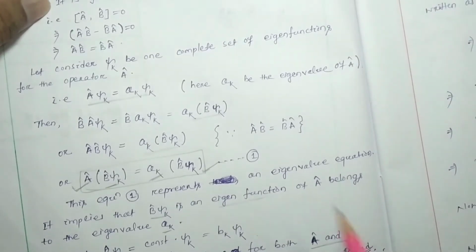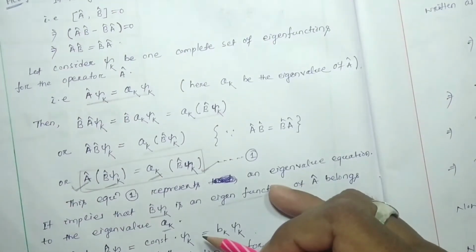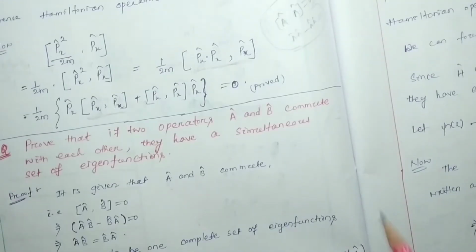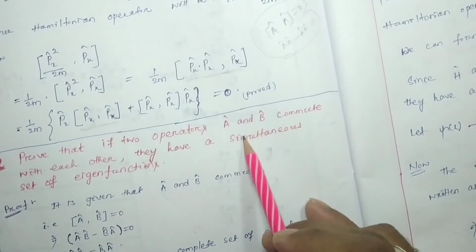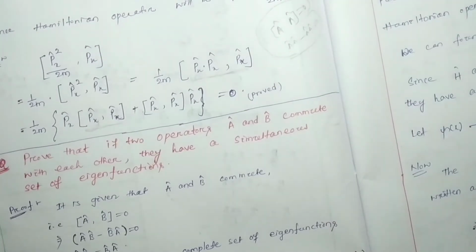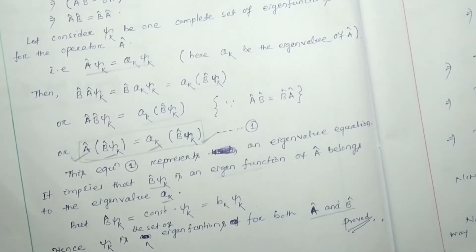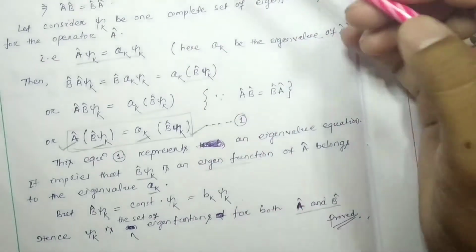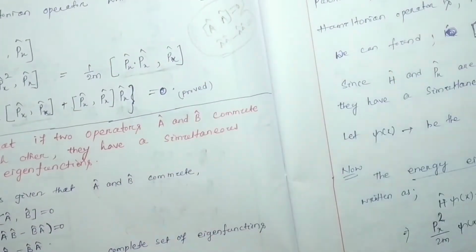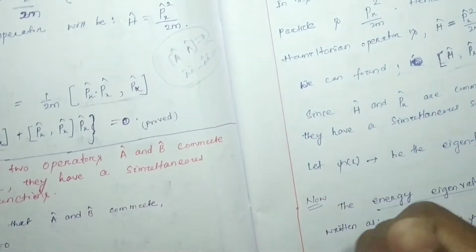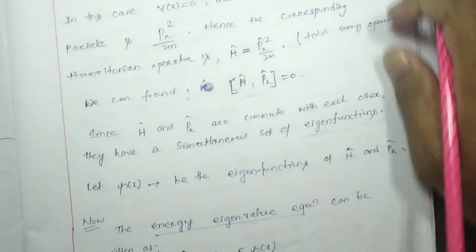Proved. So this is the method by which we have proved that if a cap and b cap commute with each other, then they have a simultaneous set of eigenfunctions. I suggest to all of you, write these two pieces of information or two questions in your notes, which will help in your exam.